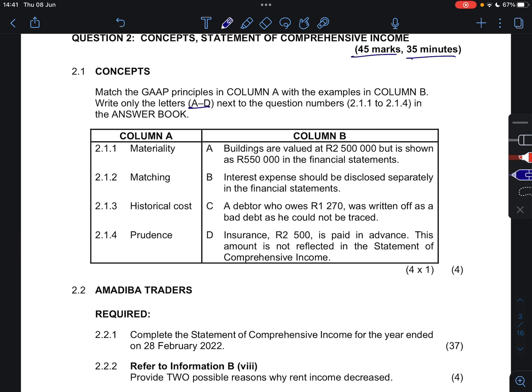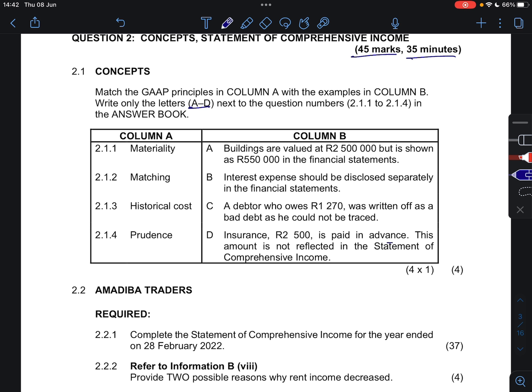Now 2.1, it says materiality. We're reading A. A says buildings are valued at 2,500,000, but is shown as 550 in the financial statements. Okay, and then we also read B: interest expense should be disclosed separately in the financial statements. And then C, a debtor who owes 1,270 was written off as a bad debt as he could not be traced. And then we go to D. So insurance 2,500 is paid in advance. This amount is not reflected in the statement of comprehensive income.